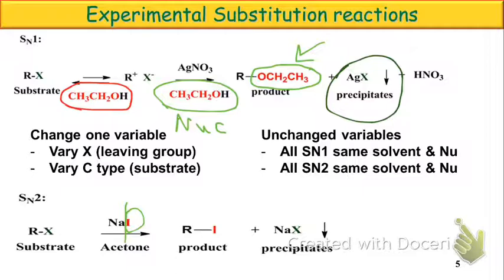Okay? What's your solvent? Solvent in this case is acetone. That solvent is going to stay constant within the SN2 reaction. So we're always going to use that same solvent, and that's going to push our SN2 mechanism. As far as what we visualize, we see the sodium X as a precipitate.